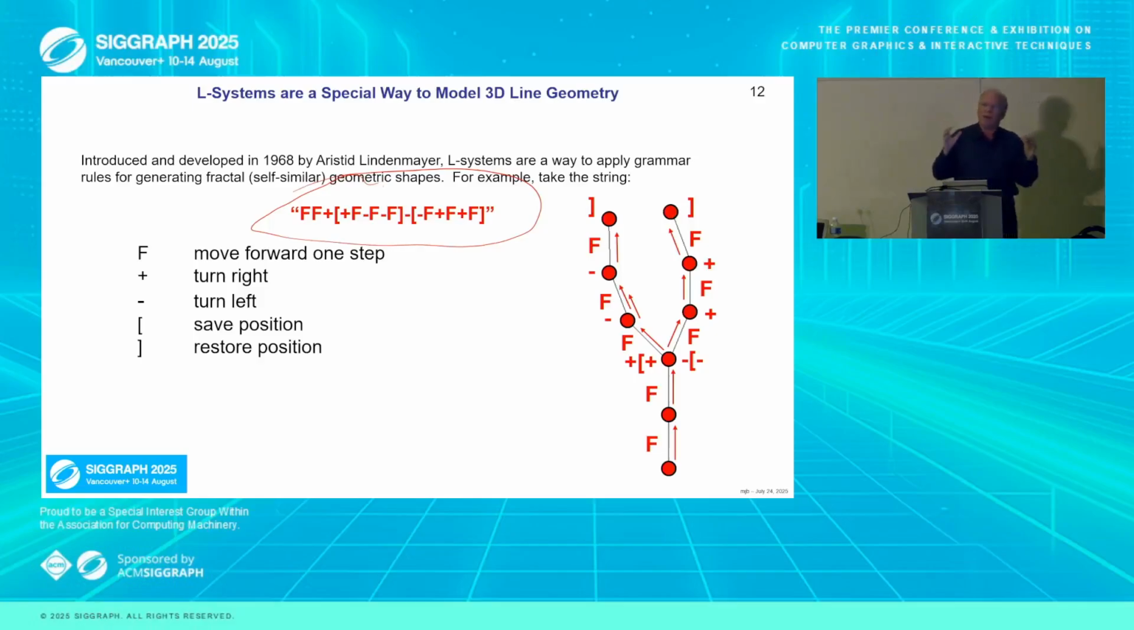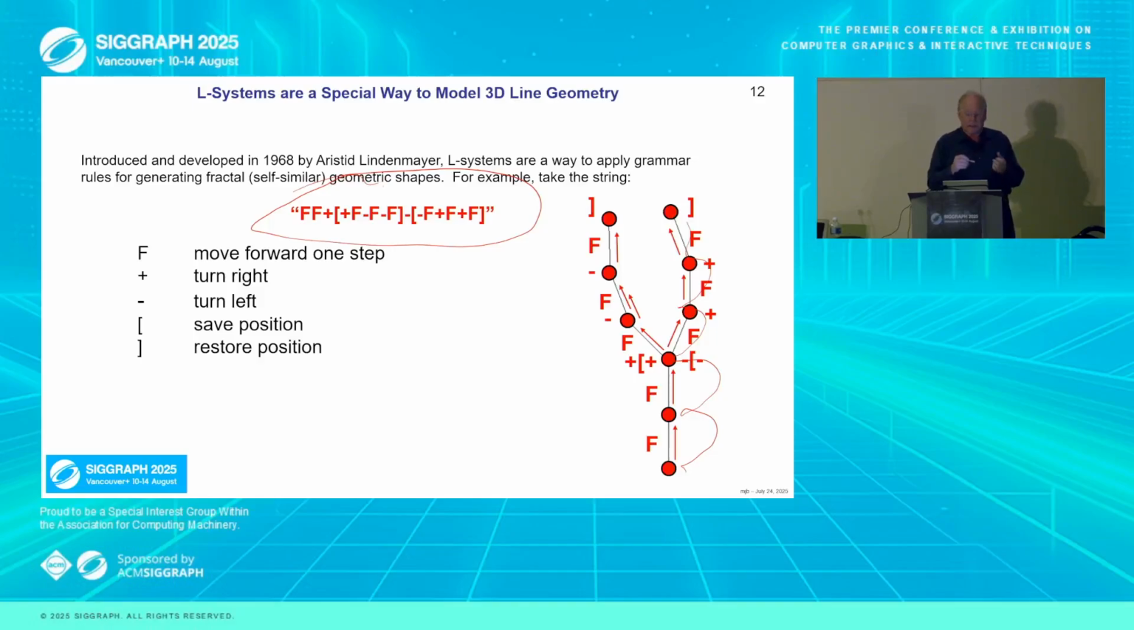The square brackets mean remember where I am and then go back to there. And so with this equation, we move forward 2 steps, we turn to the right, we move forward, and then we go back to the fork, and then we go up the left. Okay, that's a way to design a fork, but why do we want to do that?